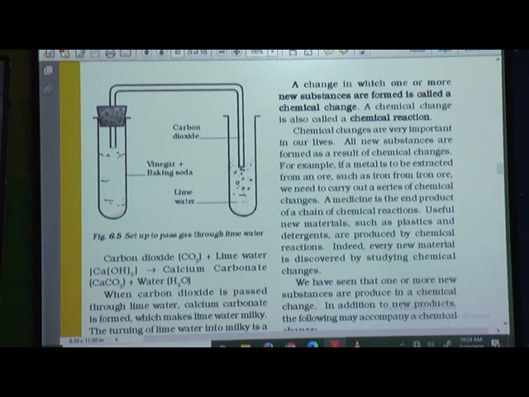Which reaction is there? Carbon dioxide plus lime water gives calcium carbonate and some molecules of water. This is also another example of chemical change, and this reaction or this activity is always used in the laboratory to identify which gas is produced, or whether CO2 is produced in any reaction.